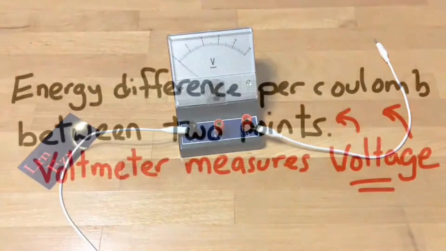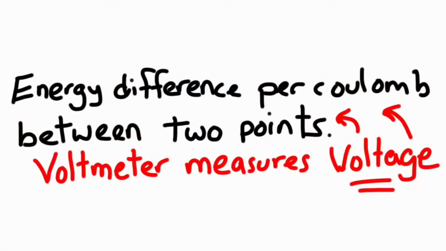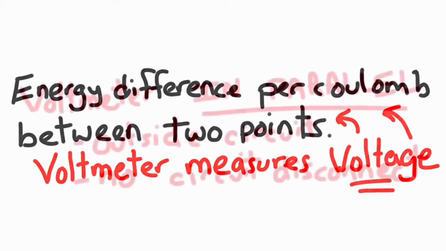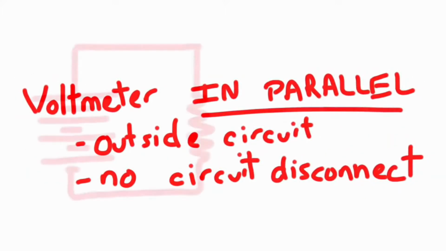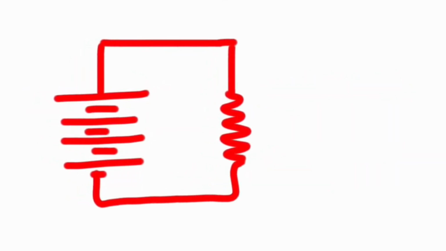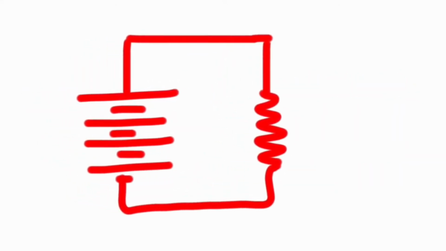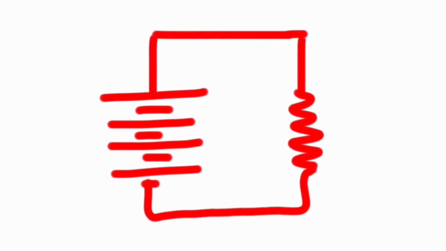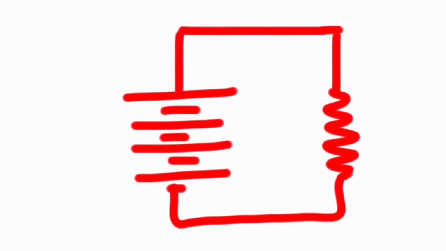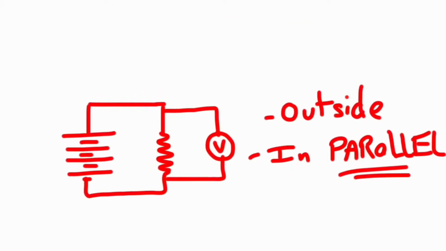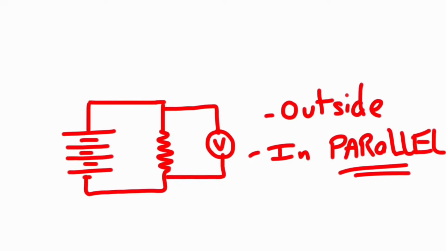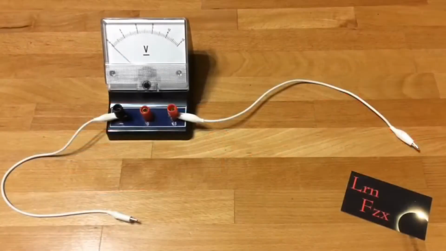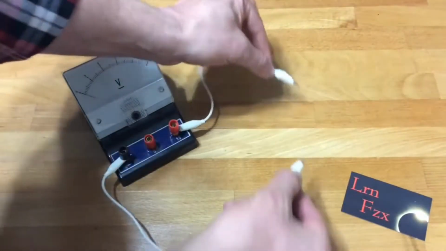Remembering that definition, that voltage is the energy difference per coulomb between those 2 points, you connect the voltmeter outside the circuit, in parallel between those 2 points. On the left is a battery, on the right is a resistor or a bulb. Let's say you want to measure the voltage across that resistor, the bulb on the right. Just take your 2 leads of the voltmeter, reach in and connect to the 2 sides of that portion of the circuit. The voltmeter stays outside the circuit, take the 2 leads, reach in, connect to the 2 points.